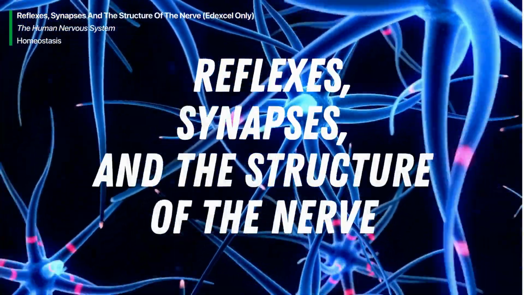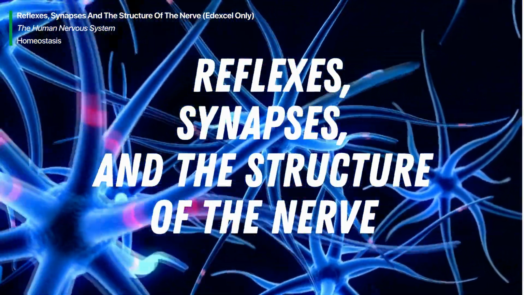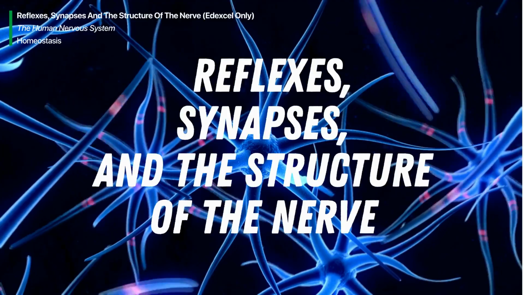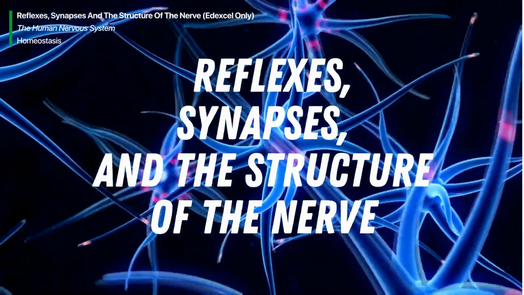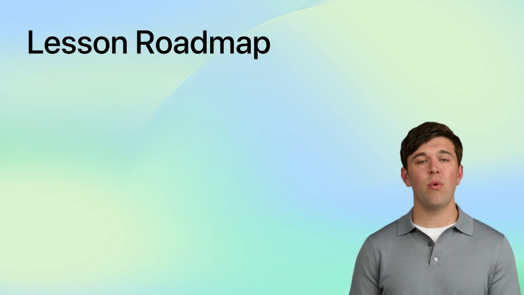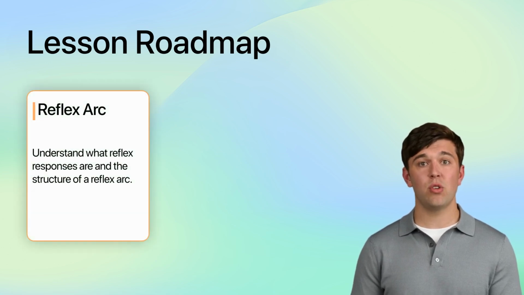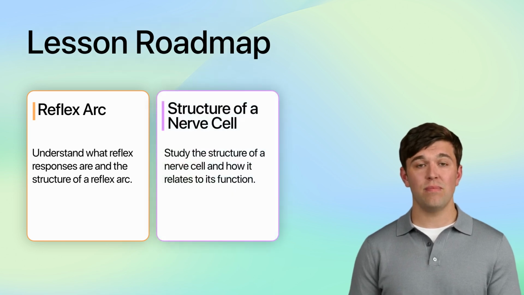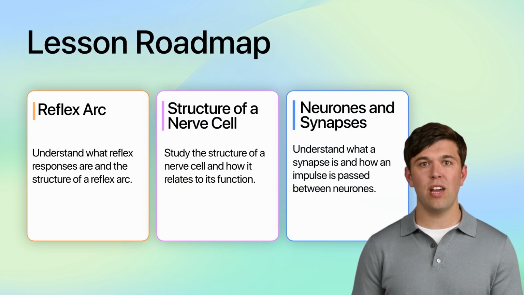Welcome to today's lesson on reflex responses, where we will explore the fascinating mechanisms behind rapid, automatic reactions to stimuli and how they operate without involving the conscious part of our brain. In today's lesson, we will first understand that reflex responses are rapid, automatic responses to stimuli that do not involve the conscious part of the brain. We will look into the structure of a nerve cell. Finally, we will learn about synapses and how an impulse is passed between neurons.